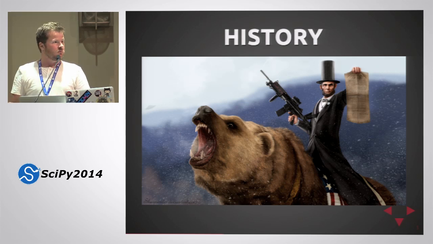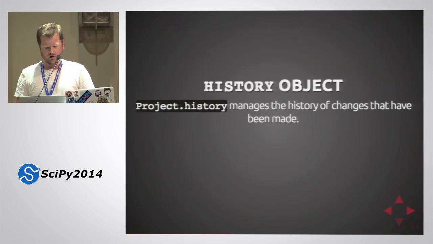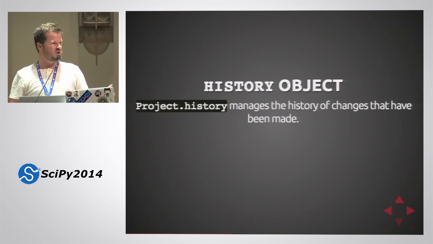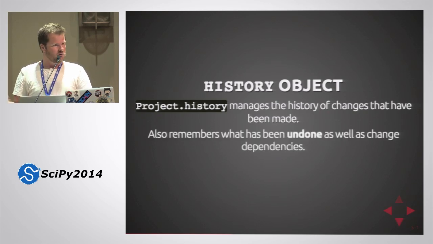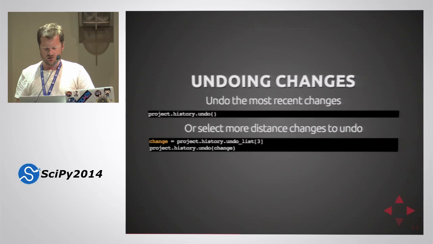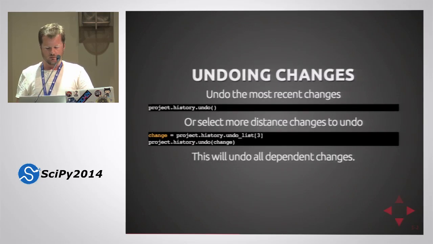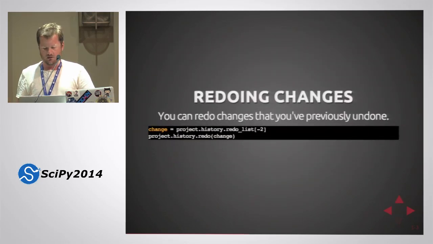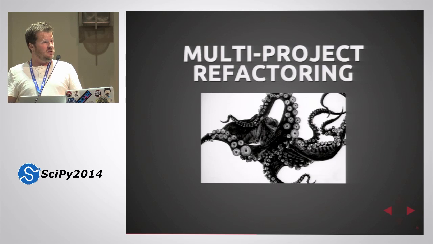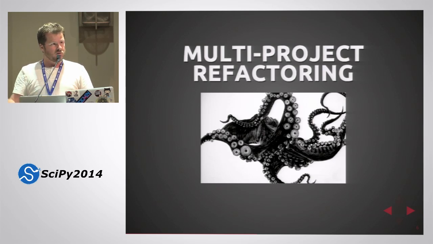Another thing that Rope handles is history. So you can undo and redo changes. It has the notion of this history dictionary, or history list, really, that it maintains. You can undo and redo to your heart's content. And if you redo transitive changes, they are all done in order. So it's kind of a stack of changes. Very easy to do. You call undo or redo. No big magic there. One really neat feature that's a bit complicated but very useful is multi-project refactoring.